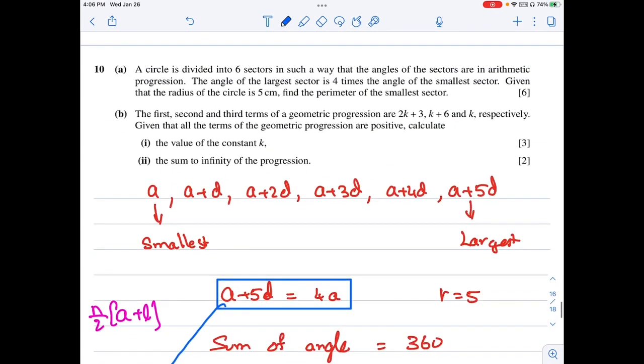Now the next part. The first, second, and third terms of a geometric progression are 2k plus 3, k plus 6, k respectively. Given that all the terms in the geometric progression are positive, calculate the value of k.